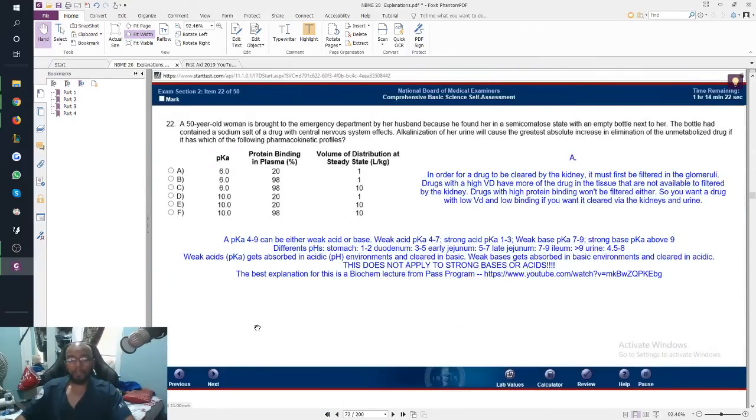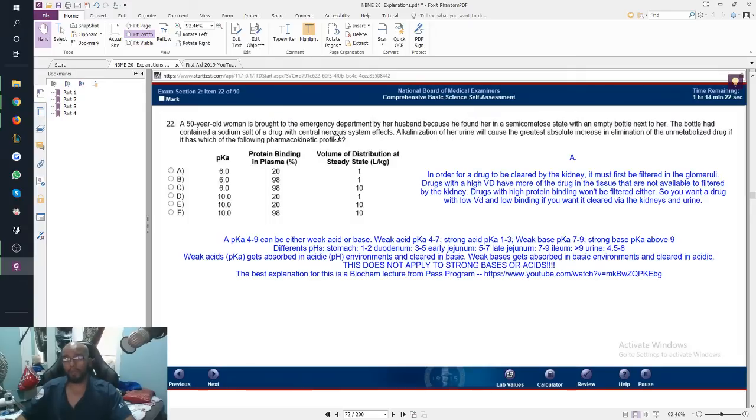Number 22, a 50-year-old woman is brought to the emergency department by her husband because he found her in a semi-comatose state with an empty bottle next to her. The bottle contained a sodium salt of a drug with central nervous system effects. Of course, they didn't tell you the name of the medication, right? But it's a sodium salt with central nervous system effects. So some kind of medication, from antiepileptics maybe. Alkalinization of her urine will cause the greatest absolute increase in elimination of the unmetabolized drug if it has which of the following pharmacokinetic profiles.